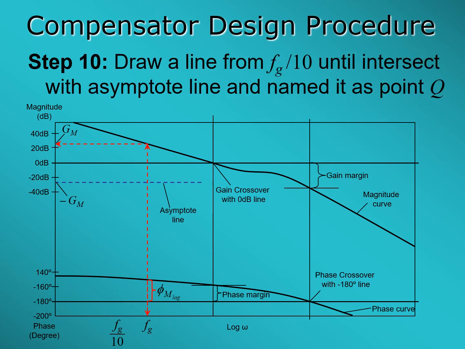Step number 10, draw a line from Fg over 10 until it intersects with the asymptote line and name it as point Q. Okay, so draw this dashed yellow line until it intersects with the asymptote line, the blue dashed line. So the cross section point we call point Q.